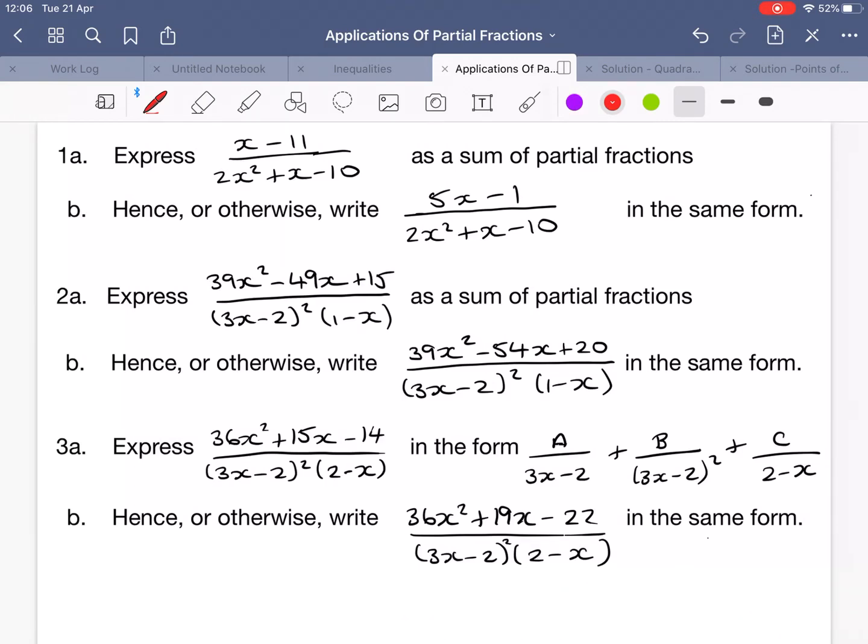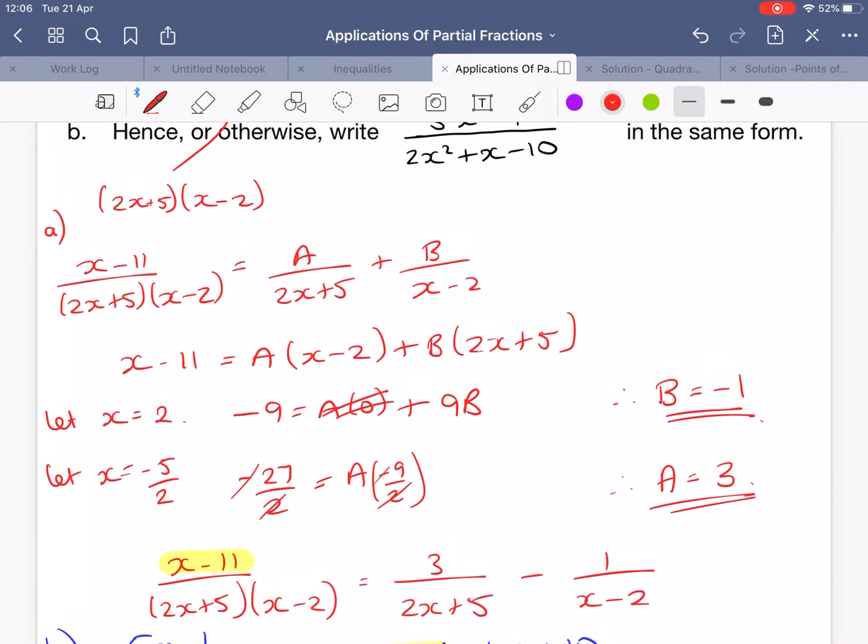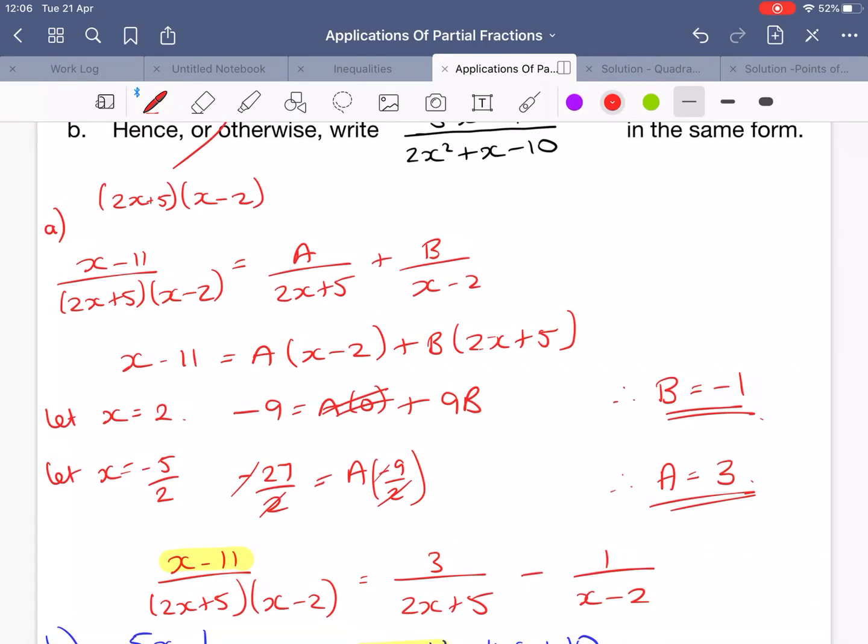Okay, so let's have a look at number 1. So, number 1, first step obviously to factorise the denominator. Work out your partial fractions, and as you see, you can probably get quite quick at these now. So you should have got b is -1 and a is 3. So with your partial fractions, you had x minus 11 over the double brackets is 3 over 2x plus 5 minus 1 over x minus 2.